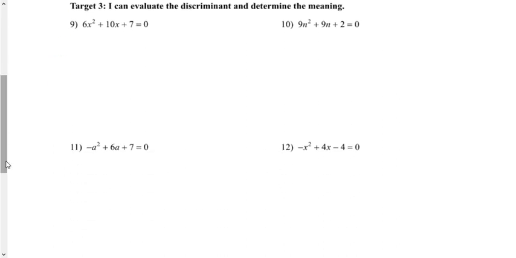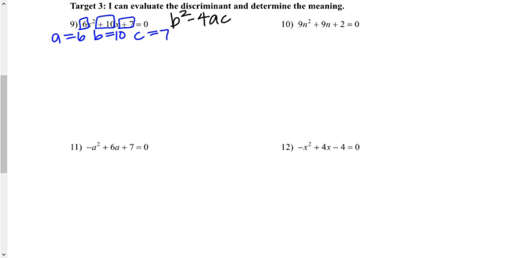All right, target 3, I can evaluate the discriminant and determine the meaning. So don't forget the discriminant formula, b squared minus 4ac. And then I'm going to go ahead and identify my a, b, and c values starting off. A here is 6, b is 10, and c is 7. Don't forget that a value is just that first coefficient in front of the x squared. My b value is that second coefficient in front of the x term. And then my c value is that constant at the very end.